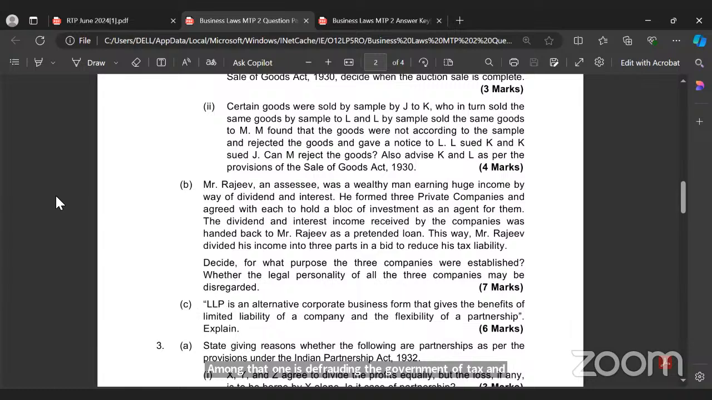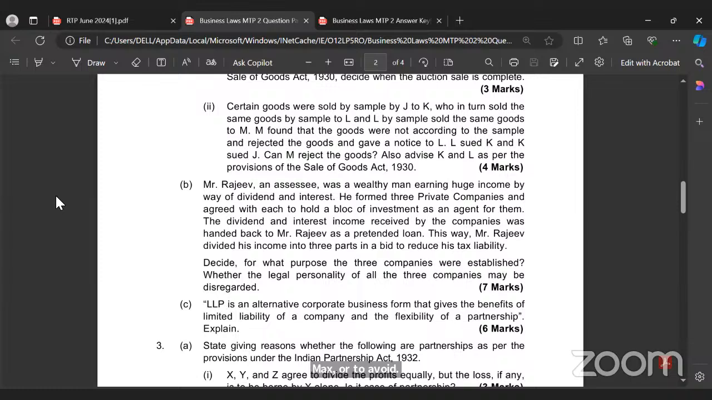This case is similar to the case of Dinshaw Maneckji versus Petit. Remember? Yes. Where this man had divided his income among 3 or 4 companies and then he got it back as loans. The court had in that case decided that the 3 separate entities were the same as the assessee and the companies were merely created to avoid tax. What to avoid? Tax.